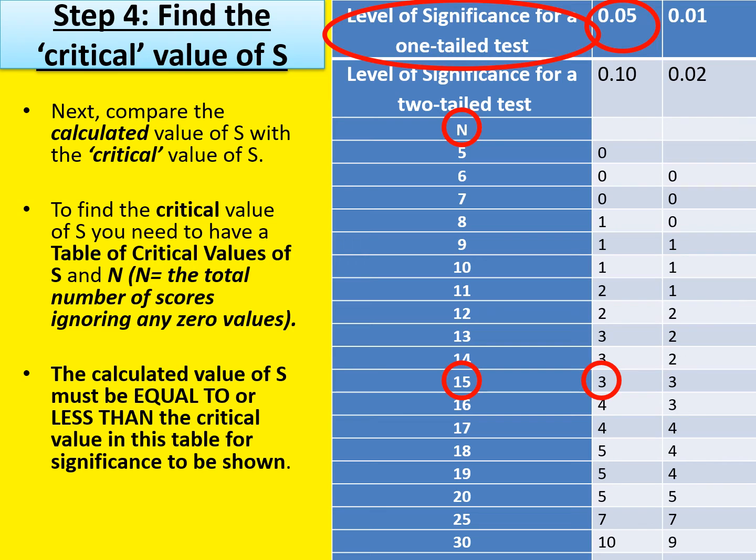So you can see that S equals 3 because you're in the right column, the 0.05 column. We've gone for a one-tailed test and N is 15. So our critical value of S is S equals 3.